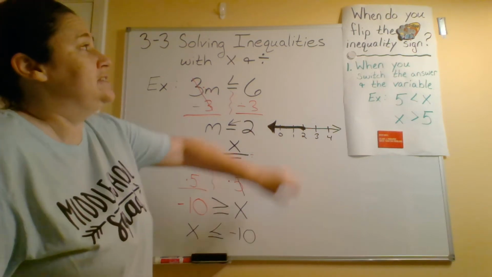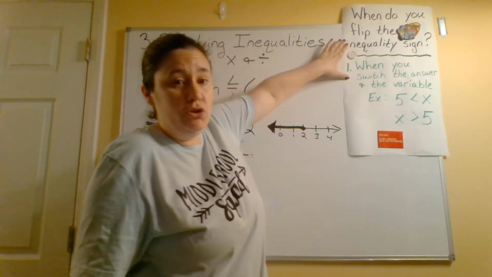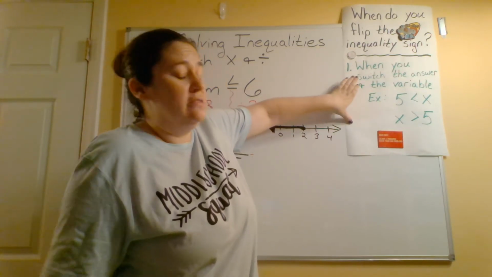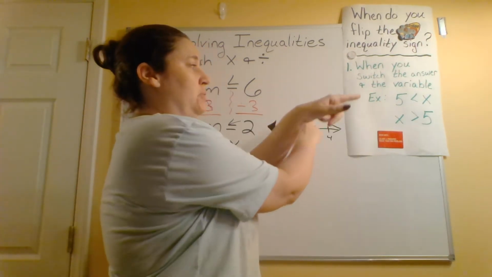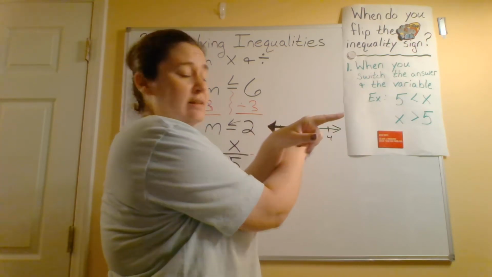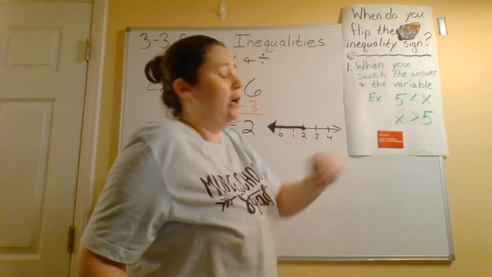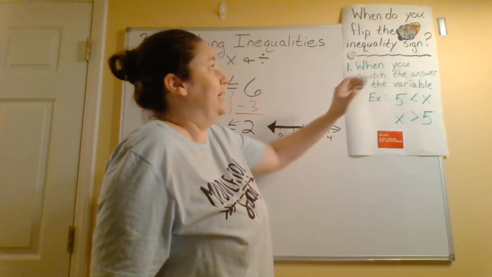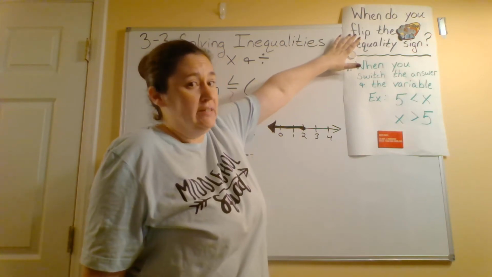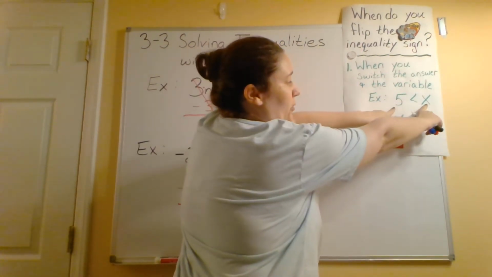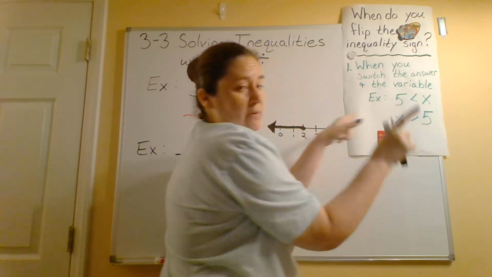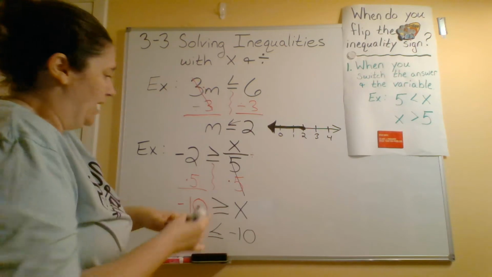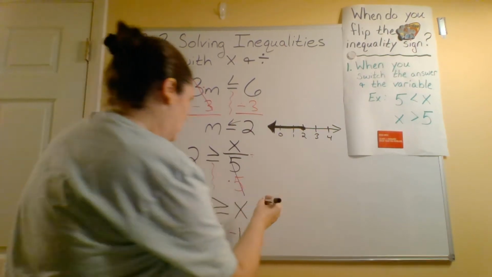Over here, you'll notice this little poster that I have. It says, when do you flip the inequality sign? When you switch the answer and the variable. When you move the variable and the answer to different sides, that's when you switch the inequality sign. And we're going to add something to this list before the day is over, too, by the way. So when do you flip the inequality sign? If you take the variable and the answer and switch them onto the other sides, that's when you flip the sign. Anyway, now I can graph this answer.